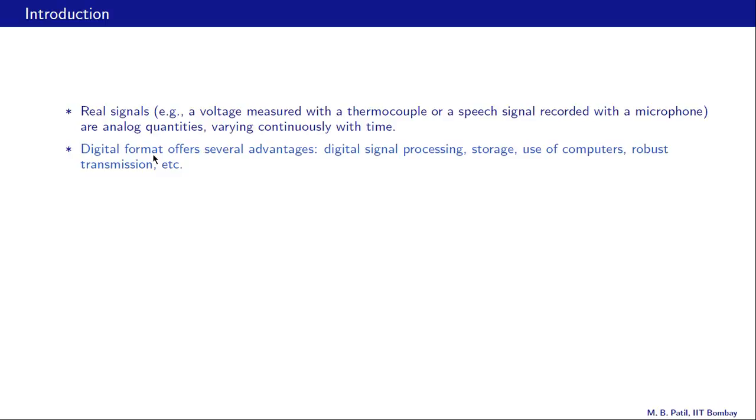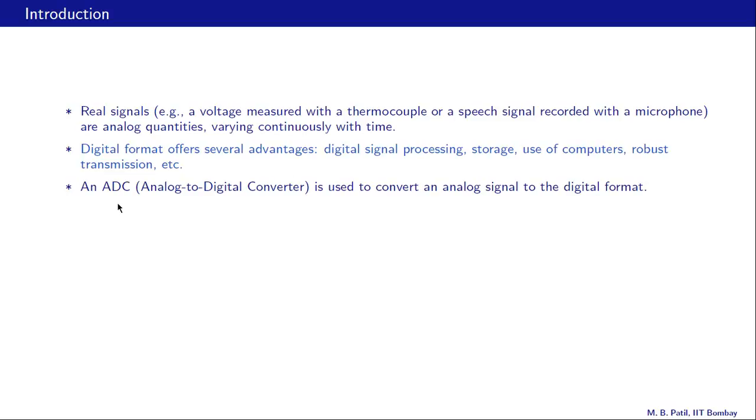On the other hand, the digital format, as we have seen earlier, offers several advantages such as digital signal processing, storage, use of computers, robust transmission, etc. Therefore, it makes sense to convert these real signals, that is the analog signals, to the digital format and then take advantage of all of these features that the digital format offers. An ADC does just that. An ADC, which stands for analog to digital converter, is used to convert an analog signal to the digital format.